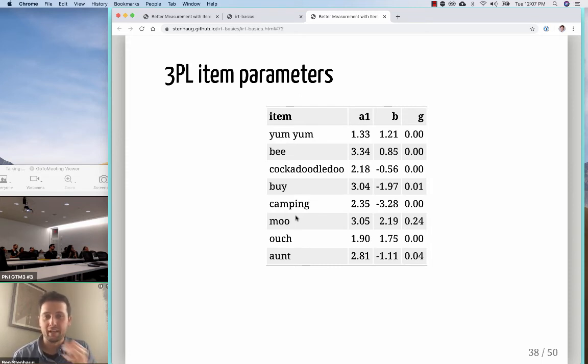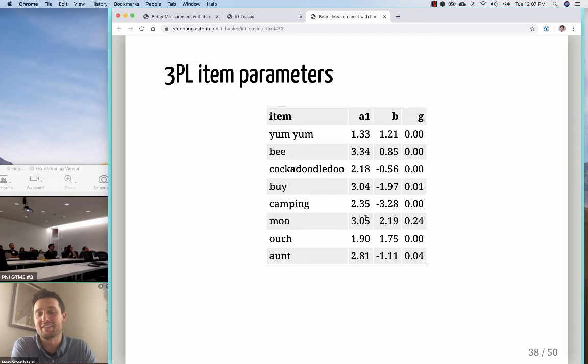Here are, empirically, again just as an example, each of the item parameters. A1 refers to the discrimination. We have a 1 there because if we were to do a multi-dimensional latent space, then we would have A1, A2, A3, each of those telling you how much that dimension of ability is in relationship to the probability of response. We have the easiness, and in this case, it looks like aunt is slightly guessable, I don't know, but moo is the one that stands out as guessable.